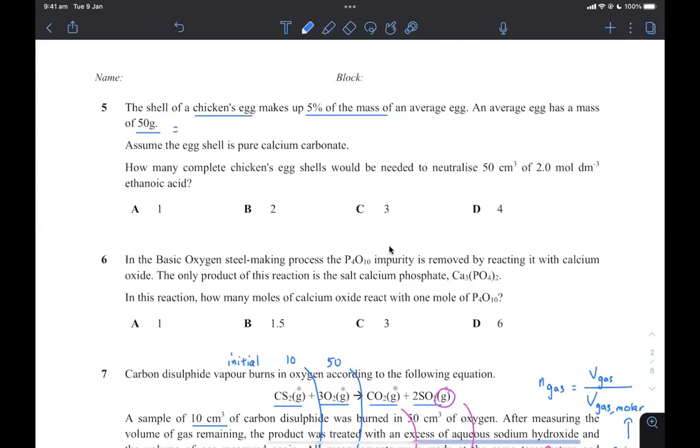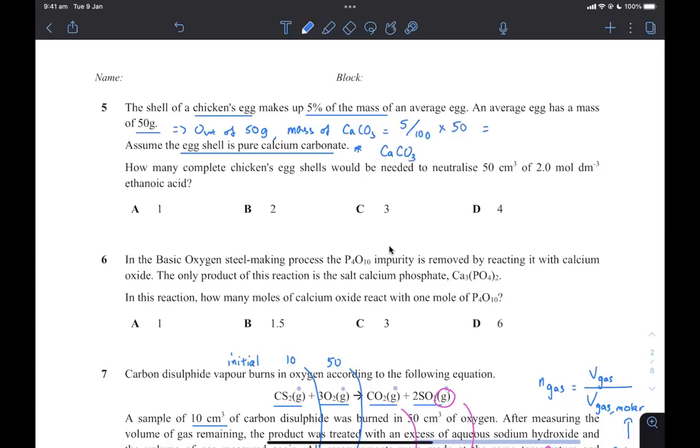So out of 50 grams, how much is the shell? Okay, because we are interested in the shell, which is pure calcium carbonate, Ca2+ CO3 2-, calcium carbonate. So out of 50 grams, the mass of the calcium carbonate is only 5%. Percentage is out of 100%. So 5 out of 100 multiplied by 50.